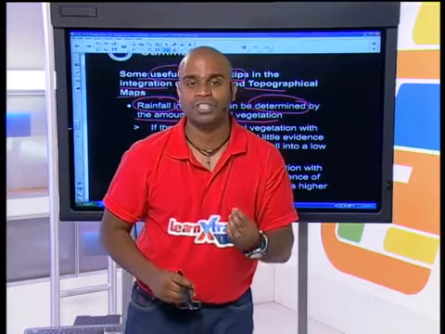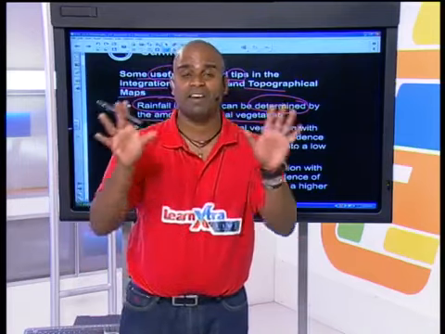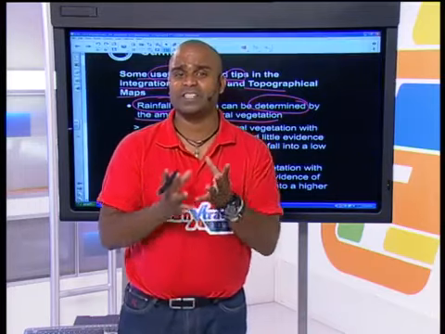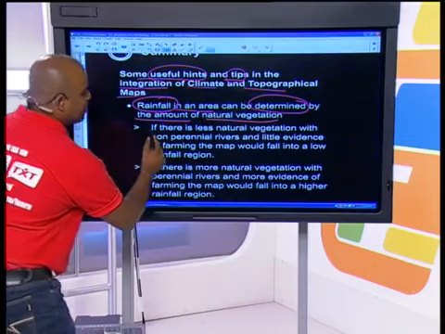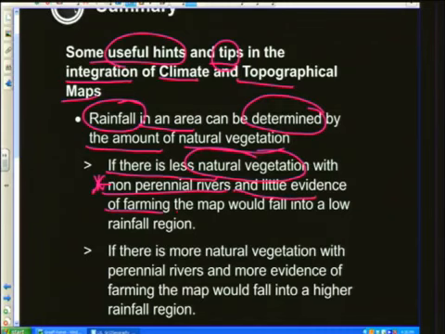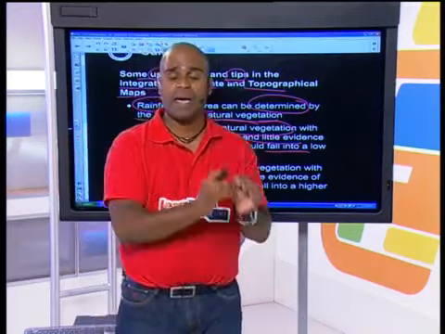In low rainfall regions, you would expect to be low natural vegetation. The maps would have less green, as we've seen, for example, on woodlands and cultivated areas, which are reflected as green on topographical maps. The next point is, if there is less natural vegetation with non-perennial rivers, very important, and little evidence of farming, the map would fall into a low rainfall region. Now, these are hints and tips to tell us the type of climatic region that the map falls in.